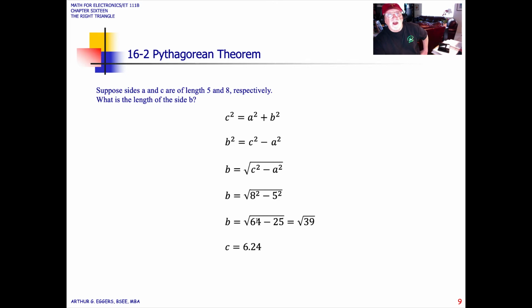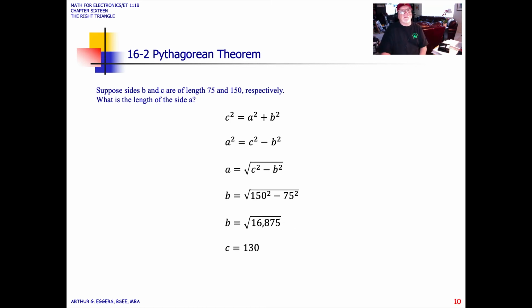8 squared and 5 squared, 64 minus 25, we end up with 39, or the side b equaling 6.24.